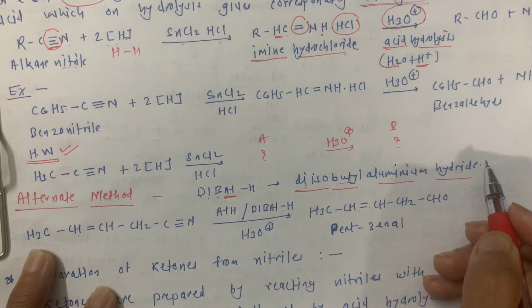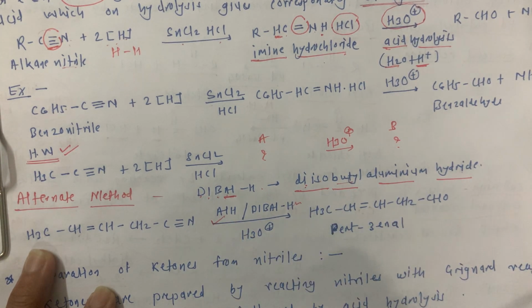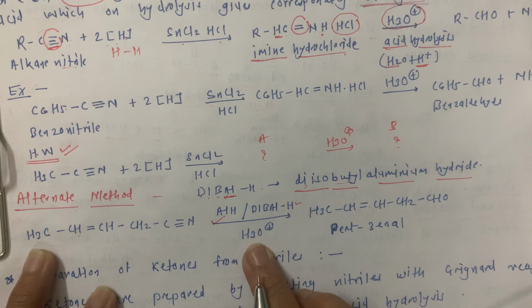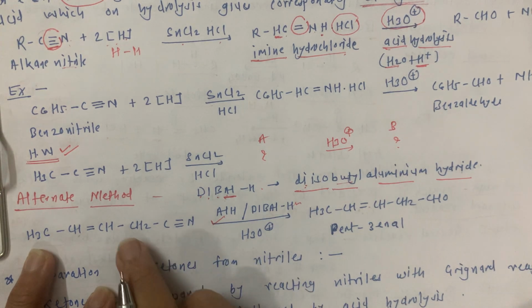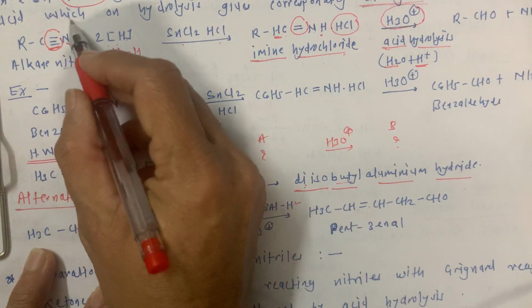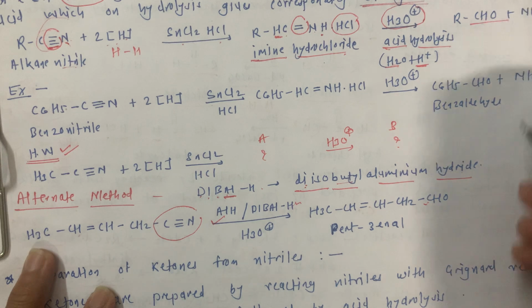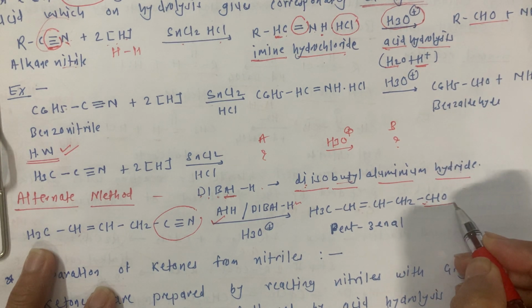Diisobutyl aluminium hydride. This is one of the reagents, or you may use aluminium hydride also, and there is acid hydrolysis. Then what is going to happen? Just like this, here C triple bond N is converted into CHO. Same way here it is the conversion to the CHO.